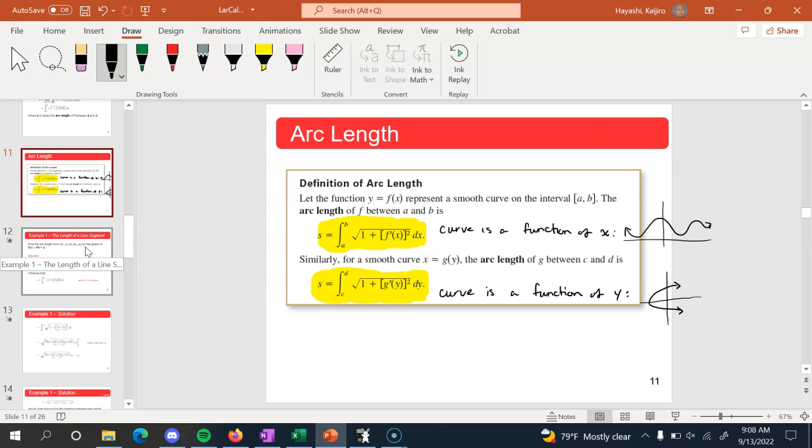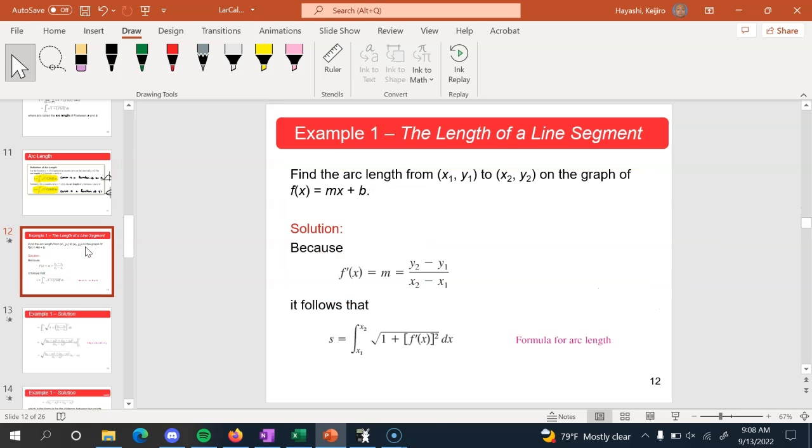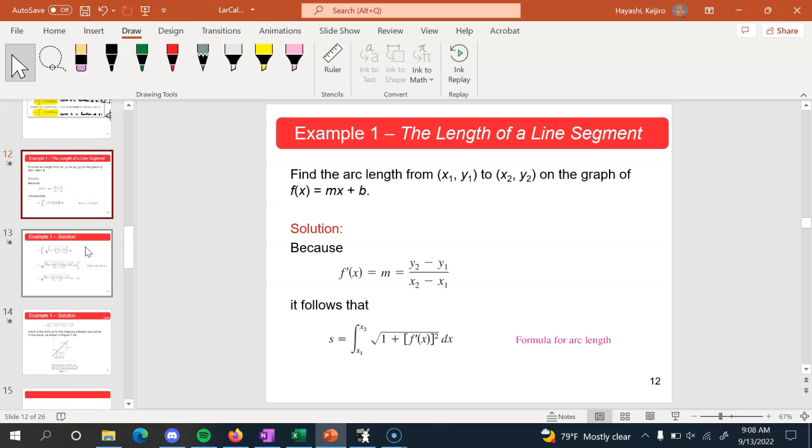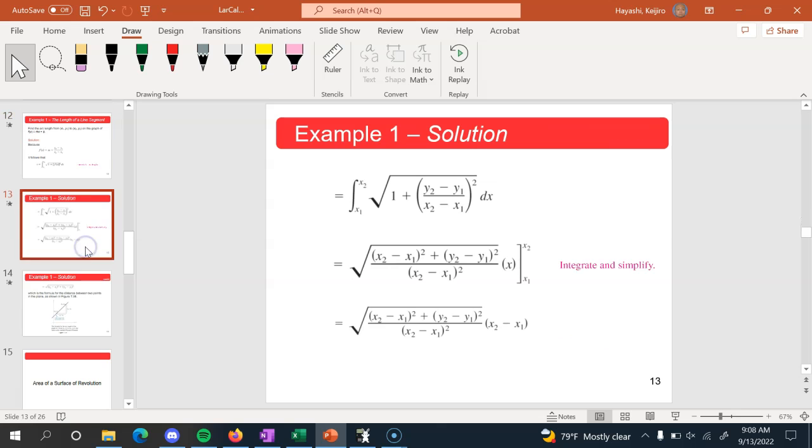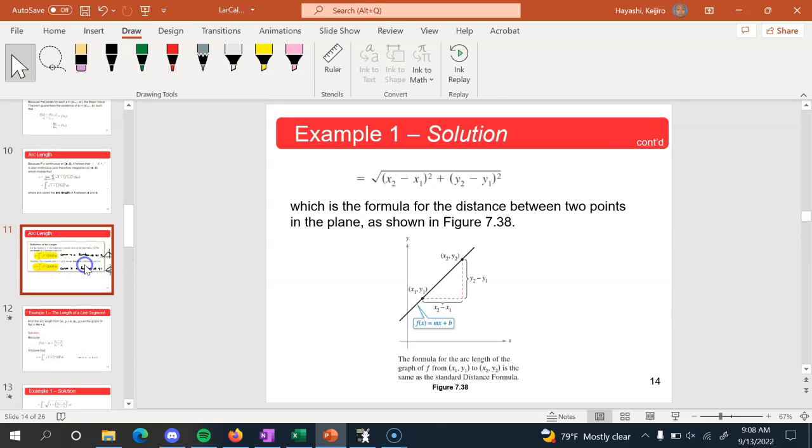All right. This is not a great example because it just uses a straight line. We'll take an example from the homework.